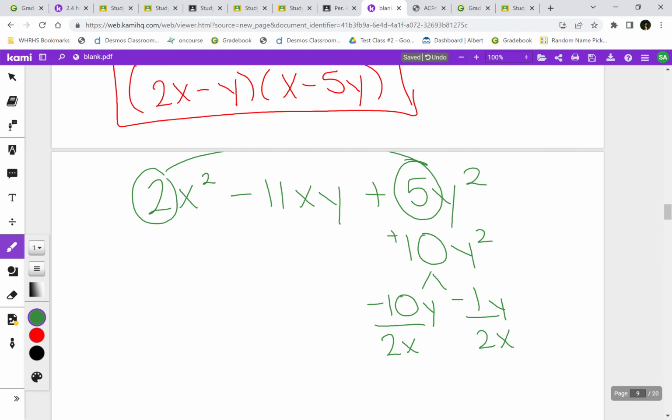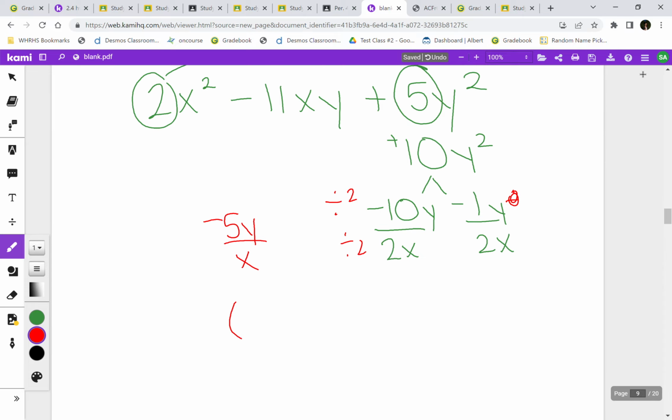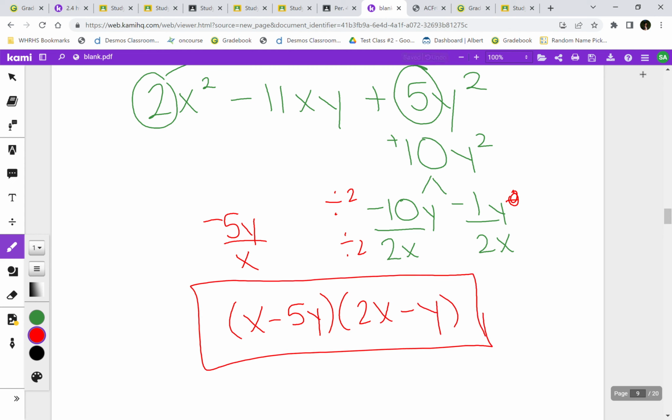So now simplify top and bottom, divide by 2. We get a negative 5y over x. Oh, nope, can't divide there, so we leave that. So our parentheses, x minus 5y, 2x minus y. Same thing.